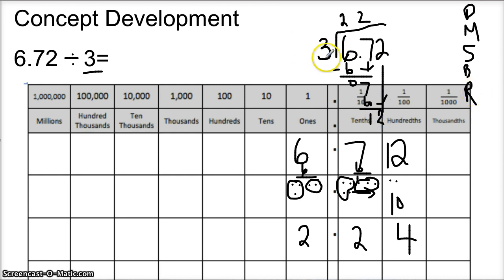Then I need to repeat. So 3 goes into 12 4 times. 4 times 3 is 12. And 12 minus 12 is 0. The only thing I need to make sure I do is carry that decimal straight up. So it goes right between the 2 and the 2. So take a look. Standard algorithm and using a place value chart, still get the same answer. That is a good sign.